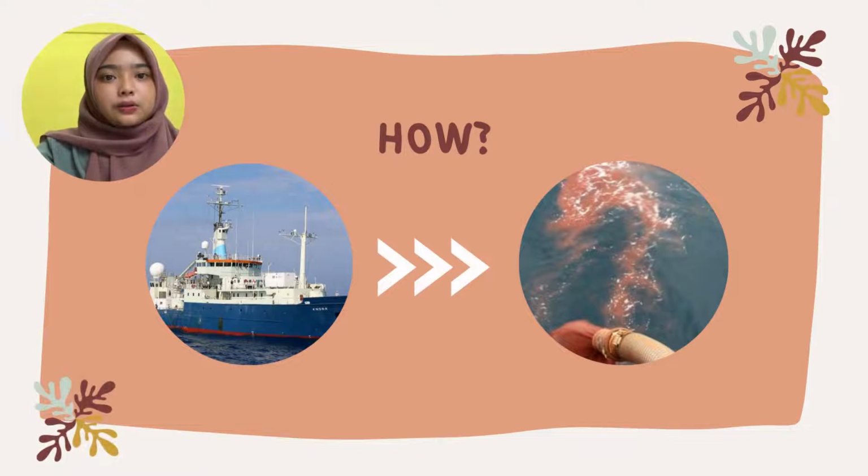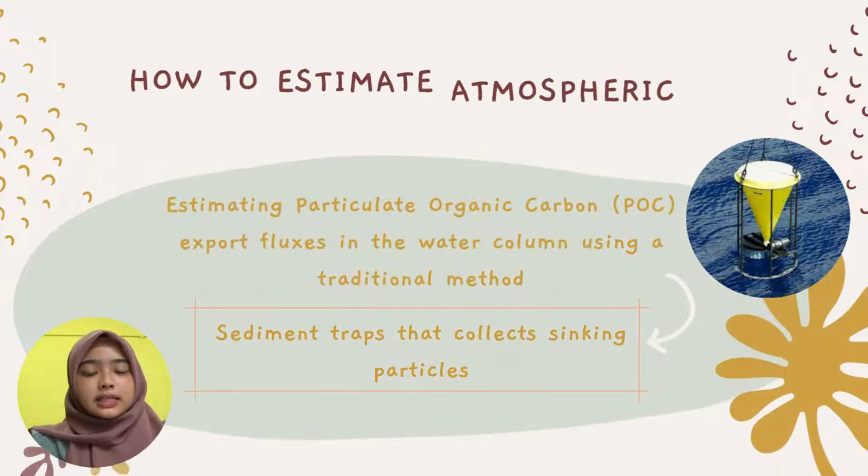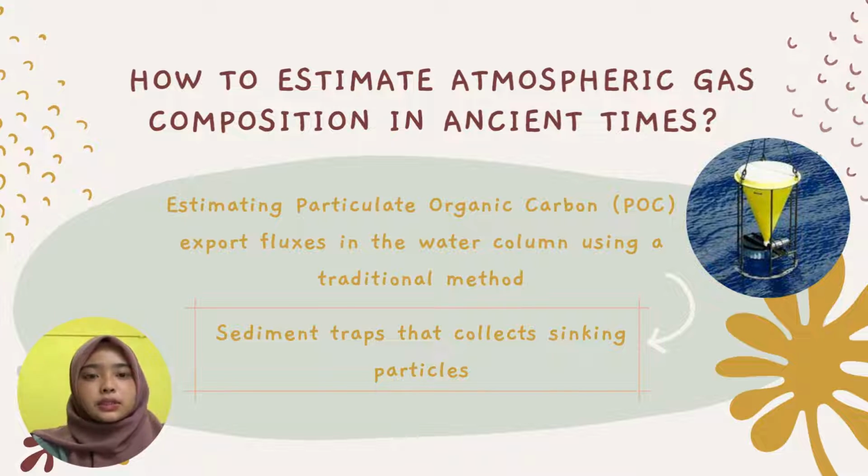This is how they perform the ocean iron fertilization. So how do they estimate the atmospheric gas composition in ancient times? They use sediment trap devices, which collect sinking particles that can estimate the particulate organic carbon export fluxes in the water column.